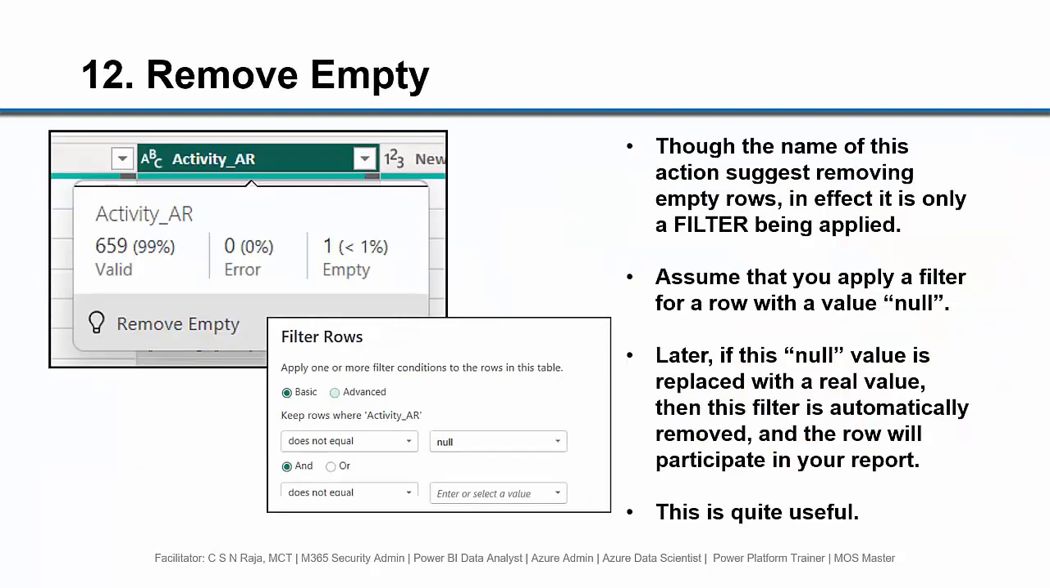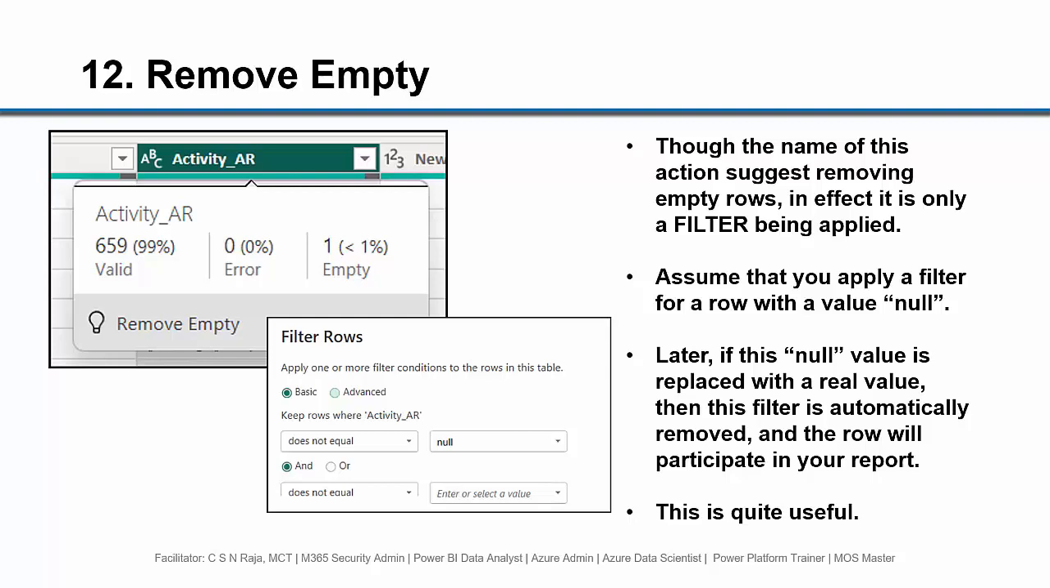There is yet another option called remove empty. Though the name of this action suggests removing empty rows, in effect, it is only a filter being applied. Assume that you apply a filter for a row with a null value. Later, if this null value is replaced with the real value in your source data, then this filter is automatically removed and the row will participate in your report.